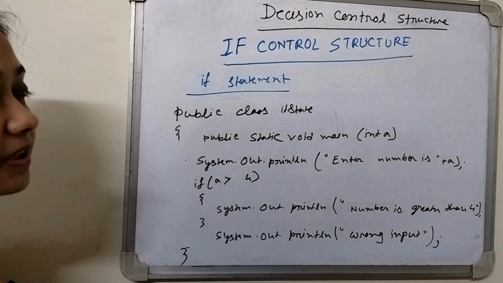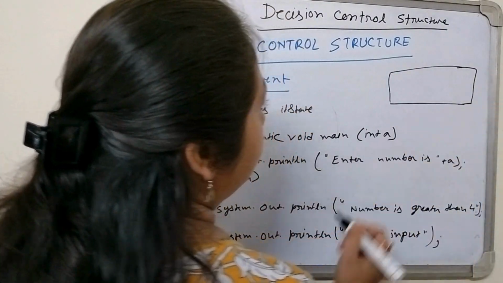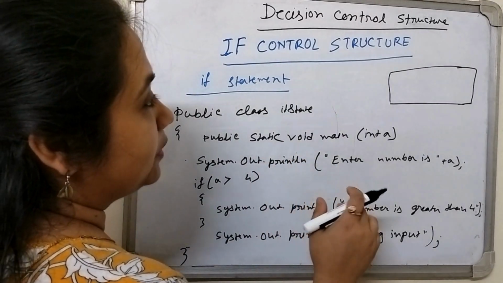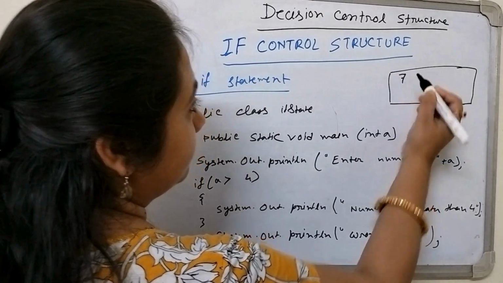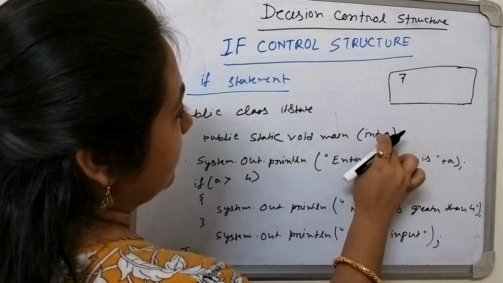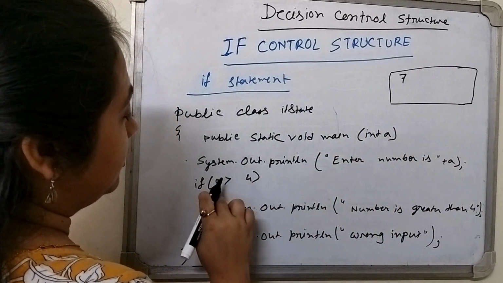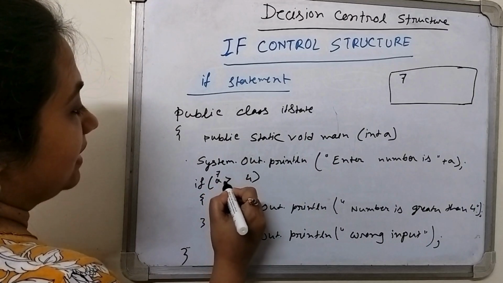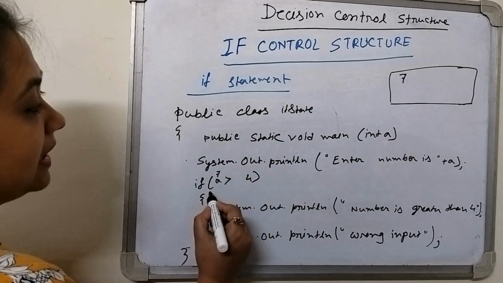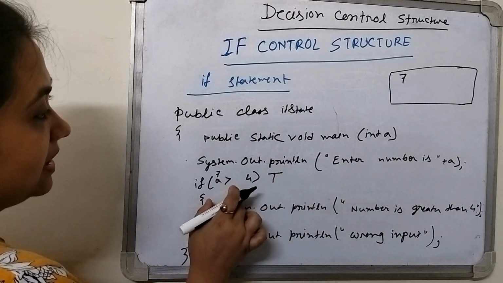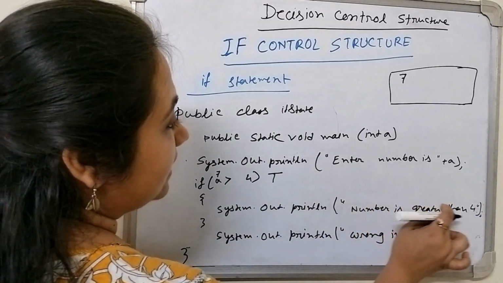Suppose after the program is executed, an output window will open, and you have to input a number. Suppose I input the number 7. So the number 7 will be checked here. 7 is greater than 4, so this value is true. If the condition is true, this portion will be executed. What will be executed: the number is greater than 4.